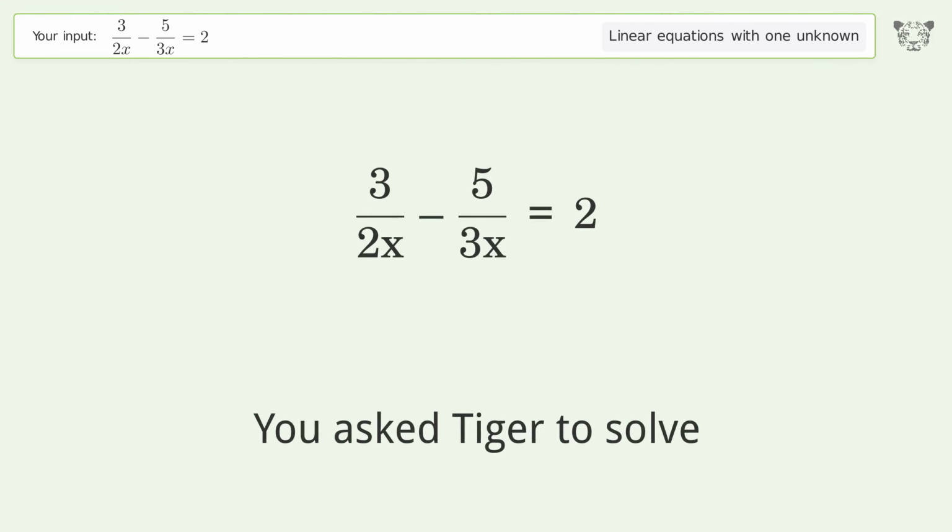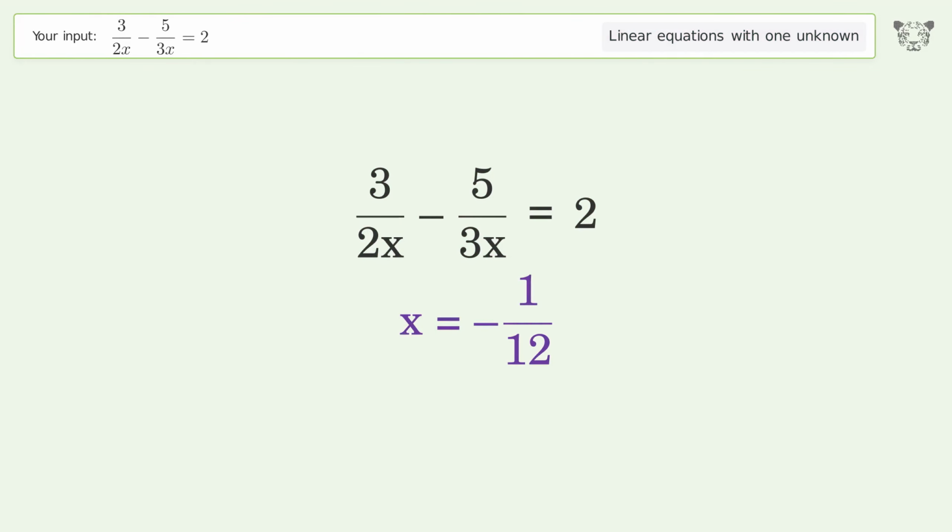You ask Tiger to solve. This deals with linear equations with one unknown. The final result is x equals -1/12. Let's solve it step by step.